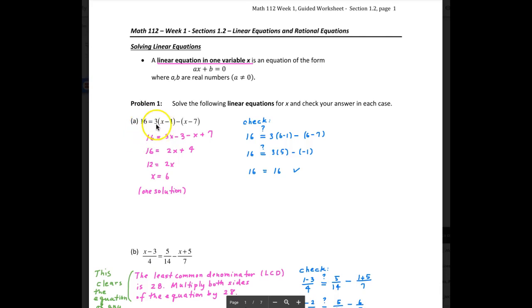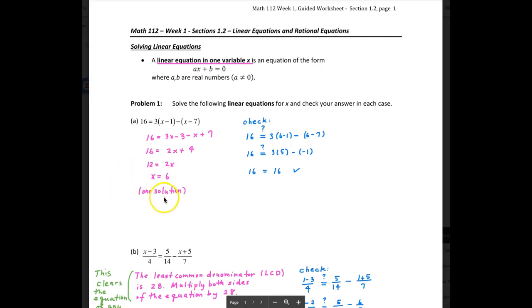Nothing to do on the left side. On the right side, we're just going to distribute that 3 to each part. And then we have to distribute this negative sign to each part in parentheses. So our first line should look like this. If we combine like terms on the right-hand side, we're going to end up with 16 is equal to 2x plus 4, 12 is equal to 2x, and x is equal to 6.